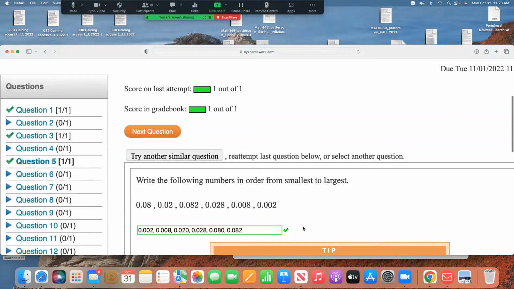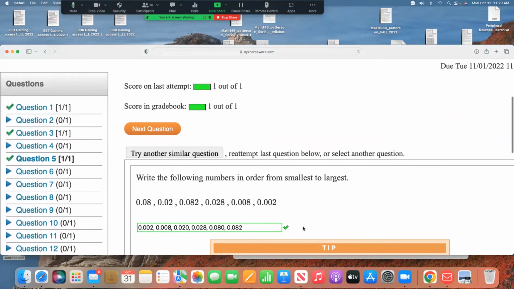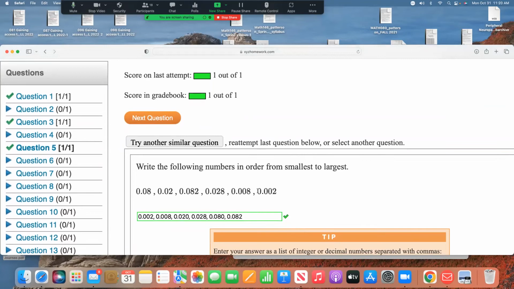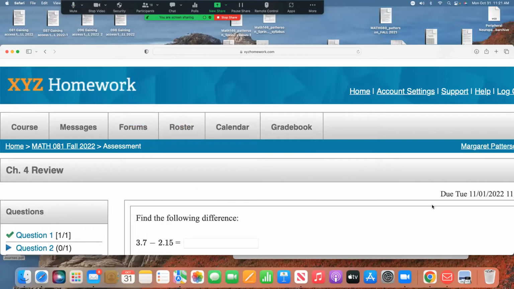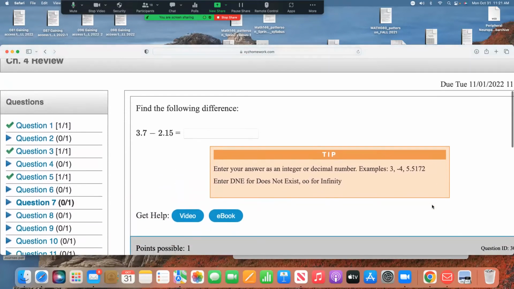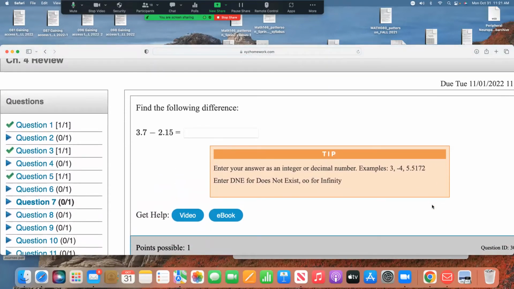Ah, you can mark it right. Okay, so I think the trick was adding zeros to the 0.080, 0.020, and then every number you could tell. 2 was the smallest, 8 was the next, then 20, then 28, then 80, and the next was 82. It was easier to judge. What are you talking about adding zeros?